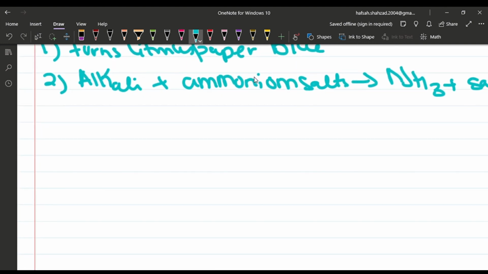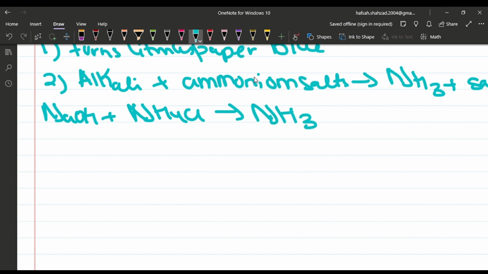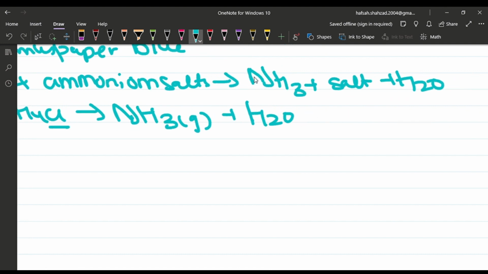For instance, we have alkali as NaOH. Ammonium salts, let's suppose we have a chloride salt, so it's NH4Cl. Now these will react to form a gas which is ammonia gas, and we have water obviously. Then the salt would be Na and Cl, so that's NaCl.